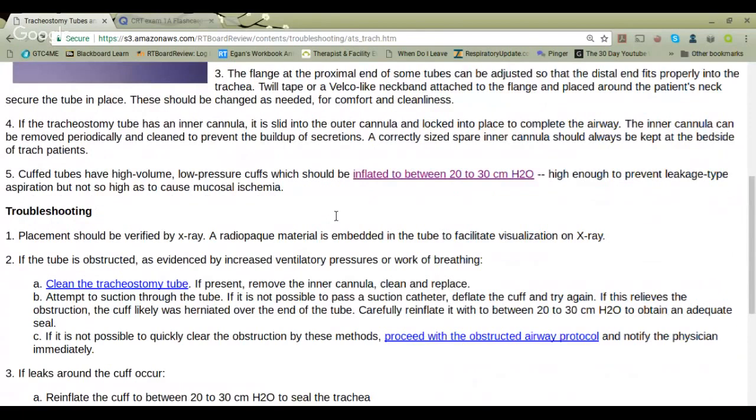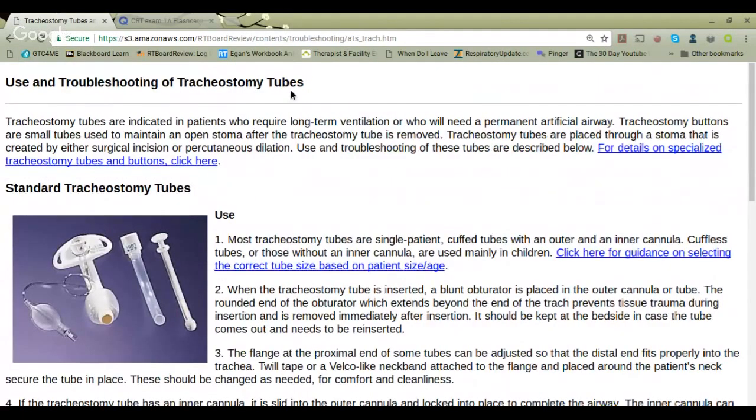Okay. Use and troubleshooting of tracheostomy tubes. Tracheostomy tubes are indicated in patients who require long-term ventilation or who will need a permanent artificial airway. Tracheostomy buttons are small tubes used to maintain an open stoma after the tracheostomy tube is removed. Tracheostomy tubes are placed through a stoma that is created by either surgical incision or percutaneous dilation. Use and troubleshooting of these tubes are described below.